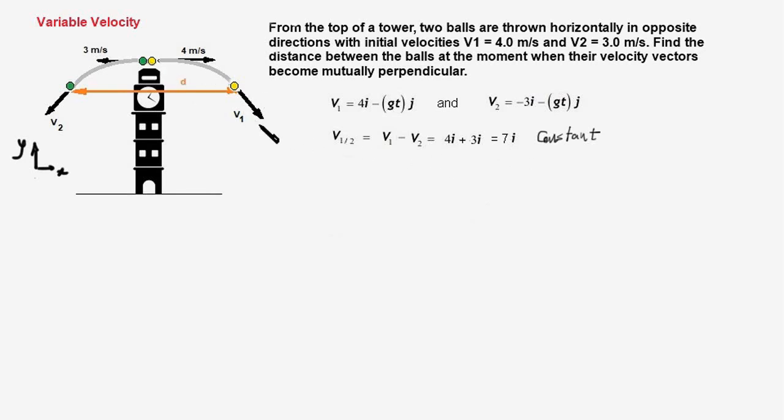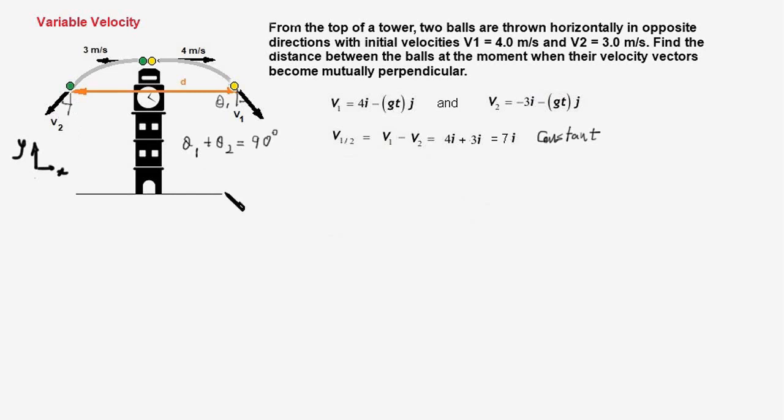Now what is meant by the velocities becoming mutually perpendicular? It means that at a certain point the velocity v1 has an angle of, let's say, theta 1 with vertical, and the velocity of the second ball v2 makes an angle theta 2 with vertical, and therefore theta 1 plus theta 2 would be equal to 90 degrees.